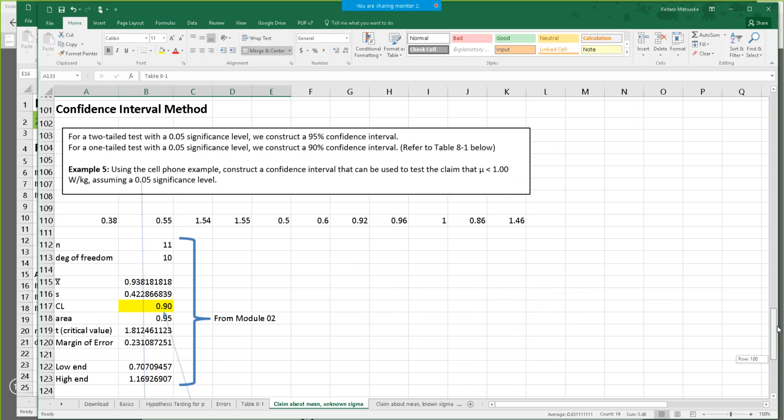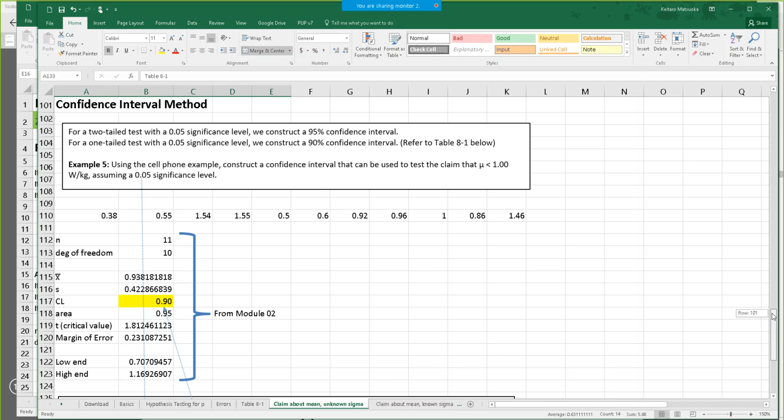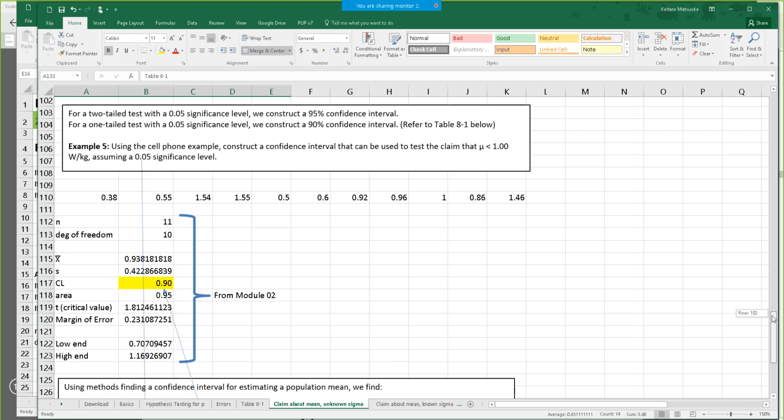So how do you do that? Let's look at this problem. Using a cell phone example, construct a confidence interval that can be used to test the claim that the mu is less than 1.00 watt per kilogram, assuming a 0.05 significance level. Okay, so let's use the confidence interval method because that's what it says. And the alpha is 0.05. So according to this, it's going to be one tail and then significance level of 0.05.